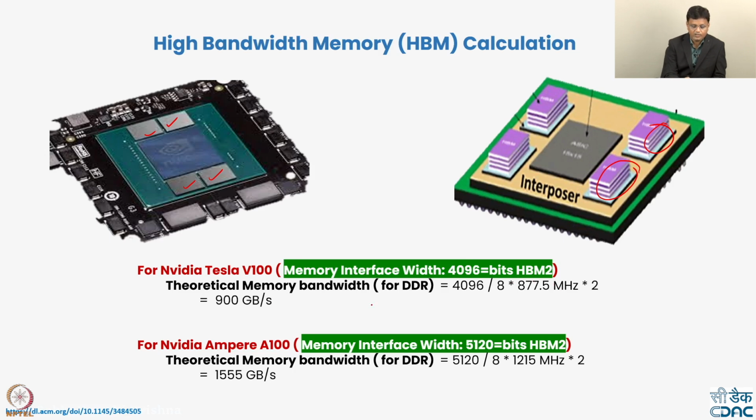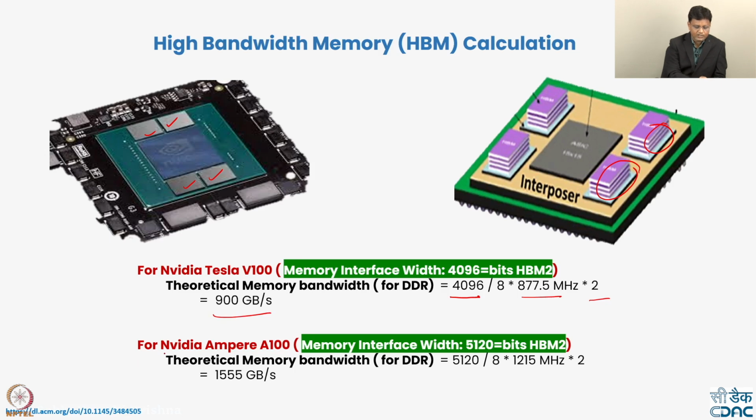So, what is the theoretical bandwidth? You have to multiply the width in bits by the frequency that is mentioned, and it should be multiplied by the data rate for DDR, 2. Then you can calculate its value: 900 gigabytes per second it can transfer.